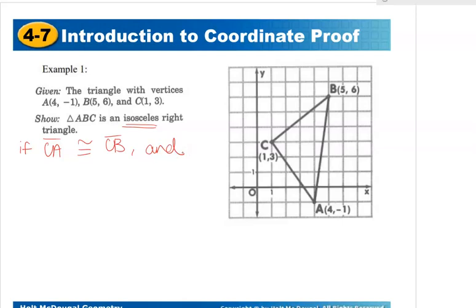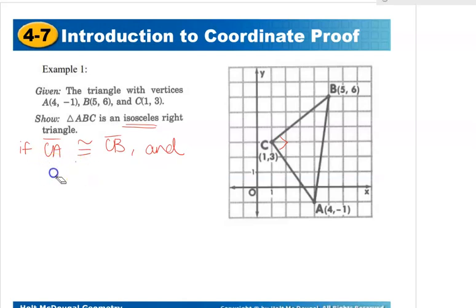Now what would make this a right triangle? If I had a 90-degree angle, where do you think that 90-degree angle is? Judging by my lovely graph, it looks like it might be right here. So we're going to say angle C is, well, how would we show that it's a right angle?